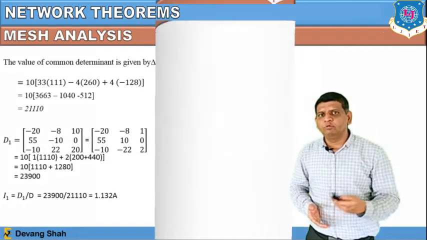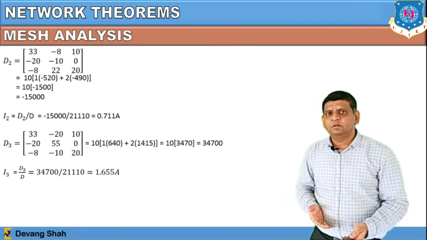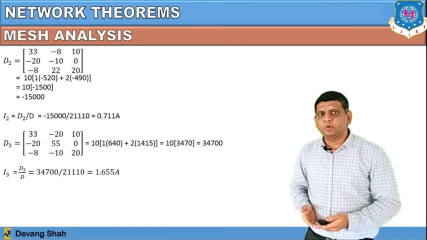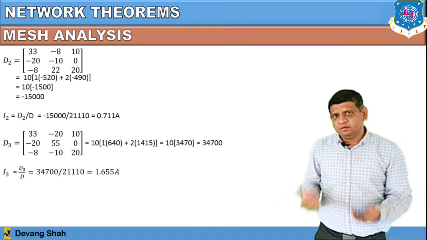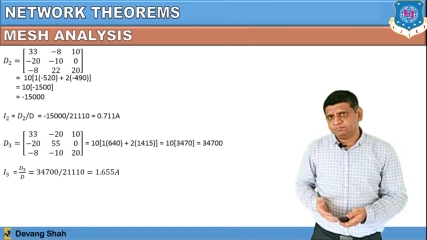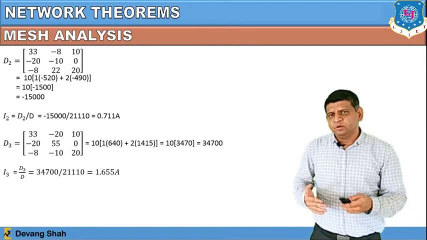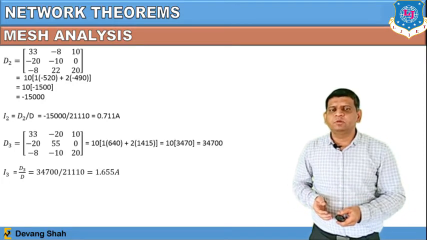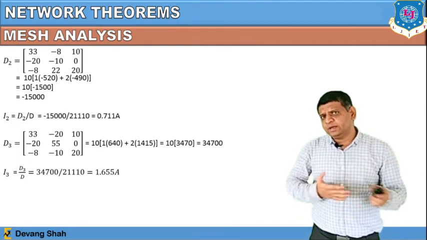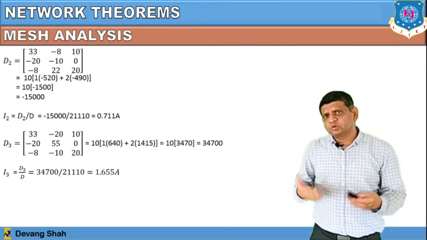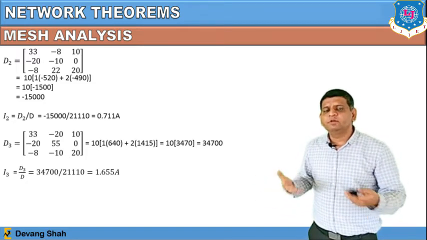Using the same formula, you replace the second column by the voltage, you will find D2 and I2, which is 0.711 ampere. In the same way you can find the current I3 by finding delta 3 and dividing by delta, right? So throughout this operation you can find all the loop currents I1, I2 and I3, right? That's how you can solve any network by these various methods of network analysis.